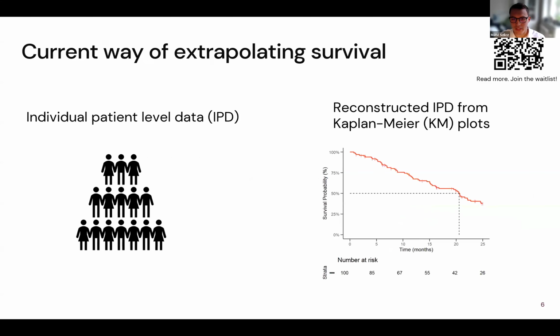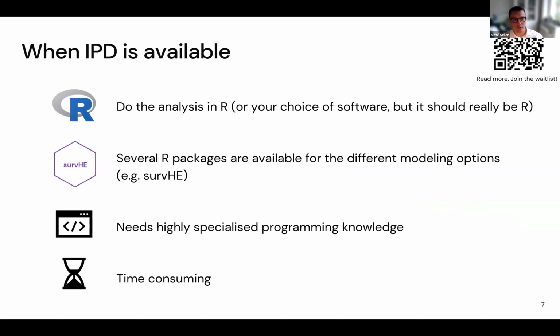The current way of working with this is that we either have individual patient level data, or that we have reconstructed IPDs, individual patient level data from Kaplan-Meier plots. So let's look first at the workflow where we have the individual patient level data available. First, we need to do the analysis in R, and there are several packages available, for example this one, which is great. But the problem is that this needs specialized programming knowledge and is quite time consuming.